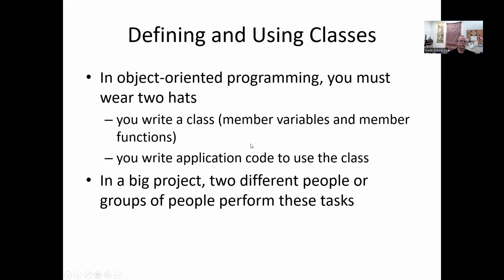So in object-oriented programming, you need to wear two hats. One, you need to be able to write the class, that is, define the member variables and functions so that it can be used. And the other hat that you wear is the one that we had on during the last class session, which is where you write the application code in order to use the class. In a big project, two different people or groups of people will perform these two separate tasks. But in CS150, you'll be wearing both hats.